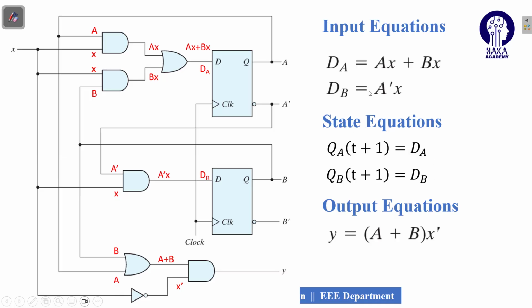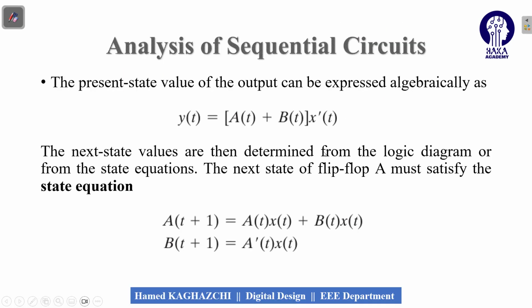Now using these equations, I can find the state diagram. And also here you can see that in the previous slide, I represented A, B, X prime, but these A's, B's, and X primes mean A(t), X(t), B(t), A prime of t. So all of them are at time t, and A(t+1) means that this A is the next step or next time of A.